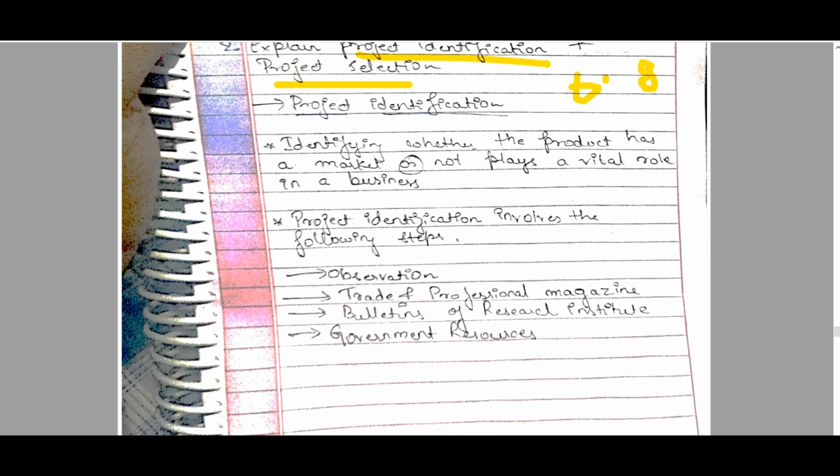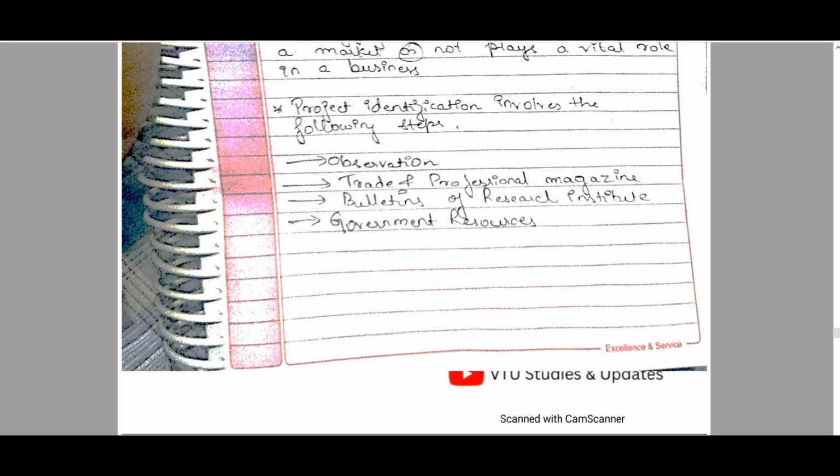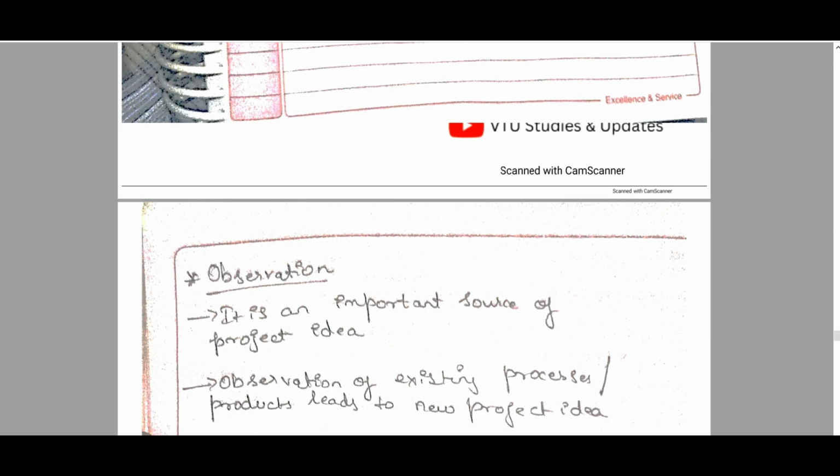Okay, so project identification. Identifying whether the project has a market or not plays a vital role in the company. So before identifying a product, we have to check whether the product has a market or not. Project identification involves the following: observation, trade and professional magazines, bulletins of research institutes, and government resources. These are all the sources of ideas. A project can be identified with the help of these four areas.